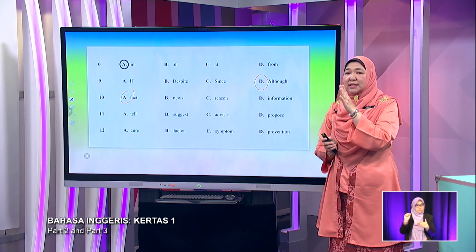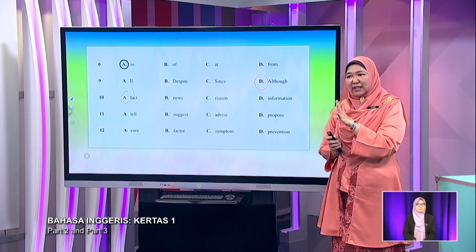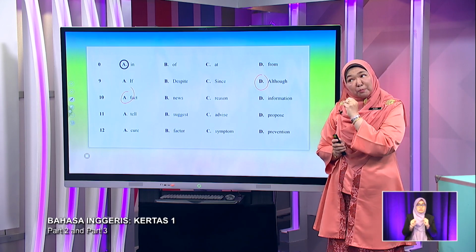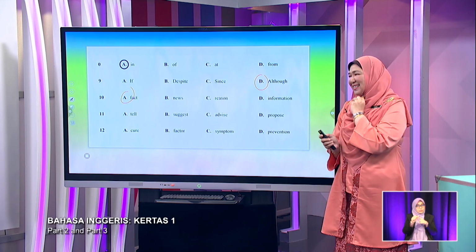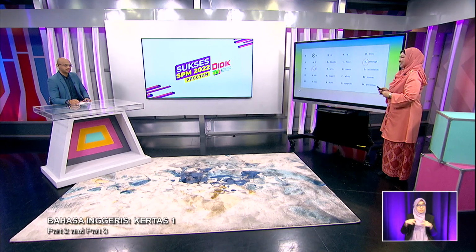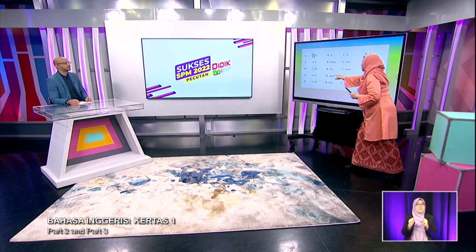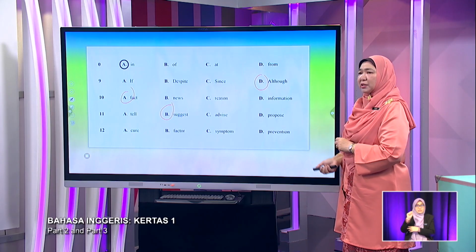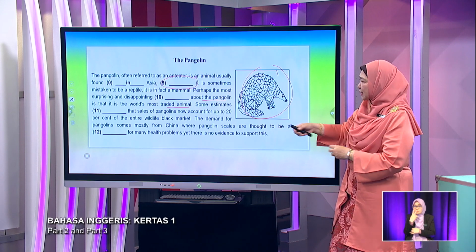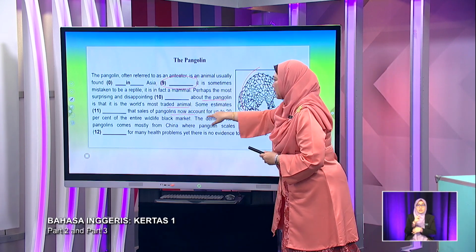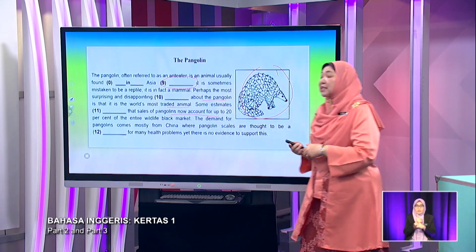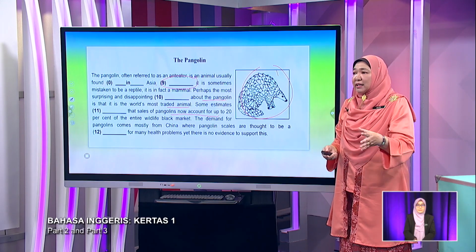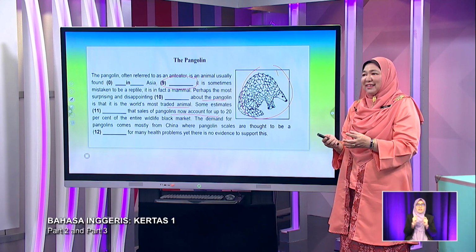Some estimates tell, some estimates suggest, some estimates advise, or some estimates propose. I would think the answer would be suggest. Suggest, yes, very good. Because why suggest? When we look at the question itself, suggest that sells. The estimate suggests something, not tell something or propose something.